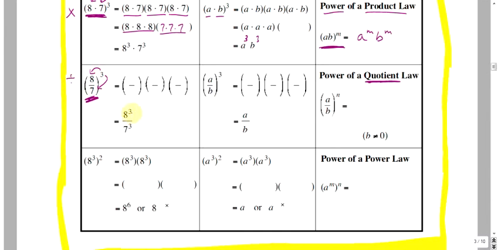Okay? That applies to the 8. It also applies to the 7. A divided by B, it's all in the brackets cubed. So that 3 applies to both things. Okay? I don't care what n is. It applies to everything in the brackets. That's all you got to say.